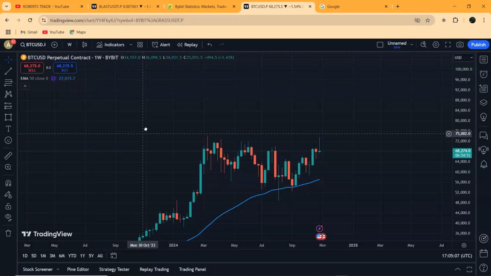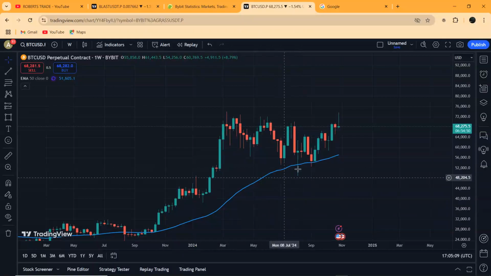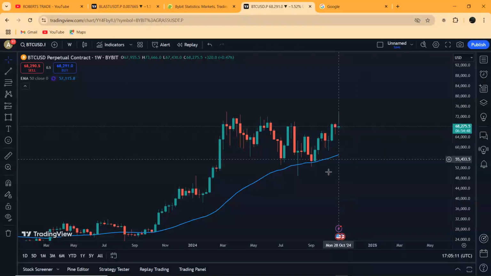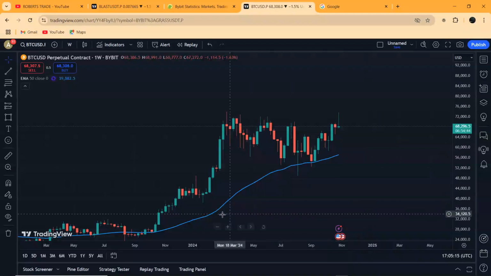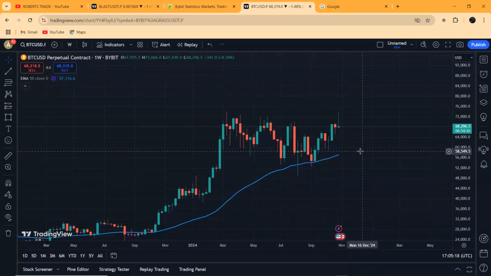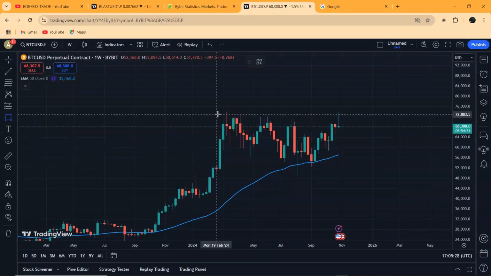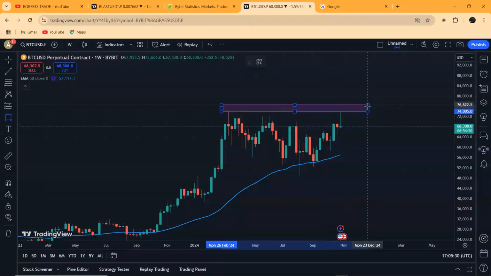So even on a weekly time frame, Bitcoin is still bullish. Bitcoin is still bullish on the weekly time frame. Following my EMA, Bitcoin is still bullish. So it means that whatever we are still seeing in the market is called retracement. So let's do something. Let me draw my support and resistance level.